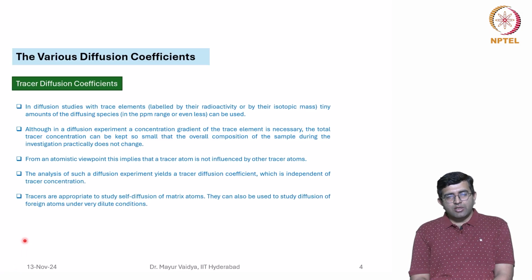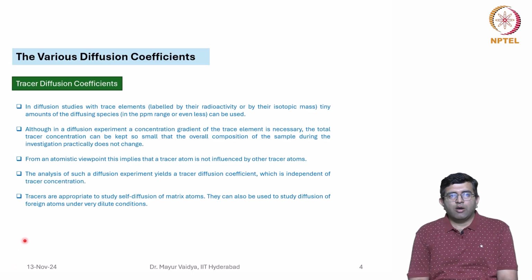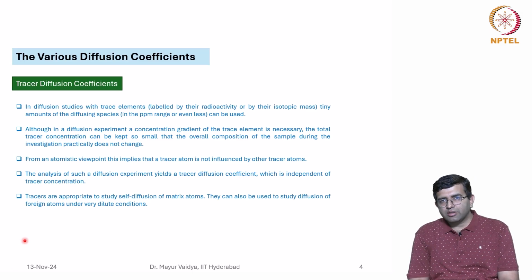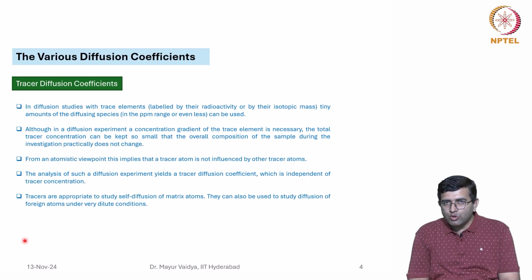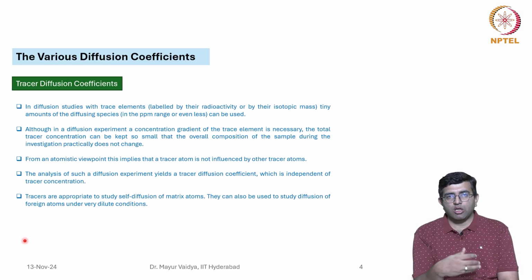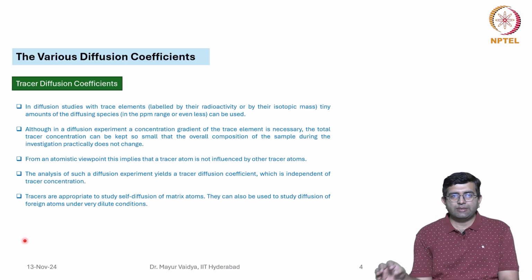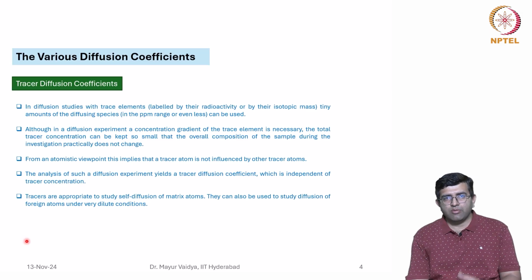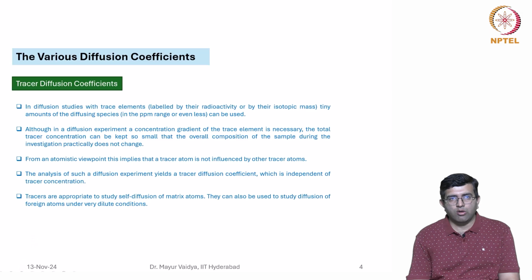So tracers are very appropriate to study the self diffusion of matrix atoms. They can also be used to study the diffusion of foreign atoms under dilute conditions. This technique can also be used to measure the diffusion along grain boundaries, and this is a very powerful technique, as we will see as we go along.